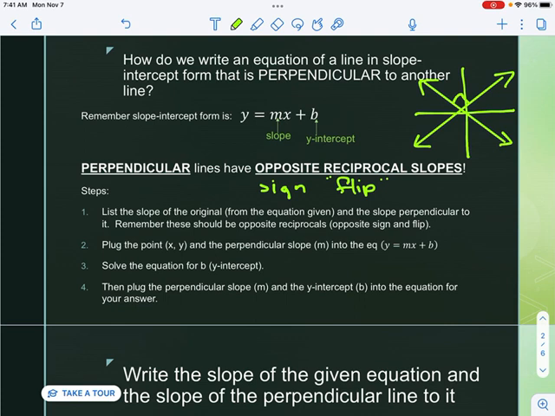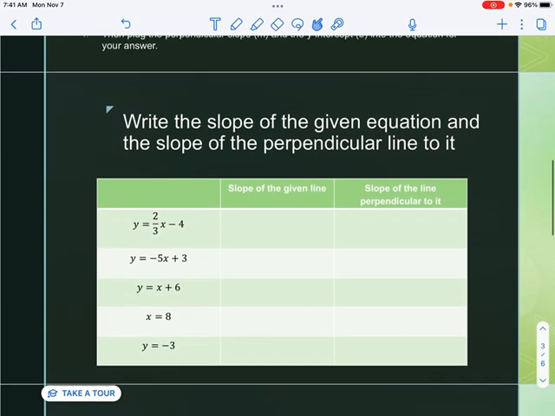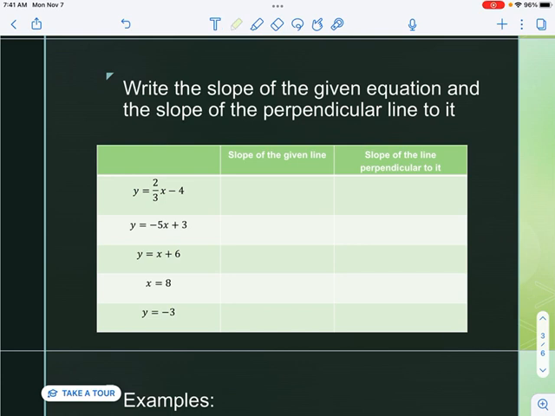Now we plug the point and the perpendicular slope into the equation. We solve the equation for b, then we plug the perpendicular slope and the y-intercept into the equation, and that would make your answer. All right, so let's just practice.